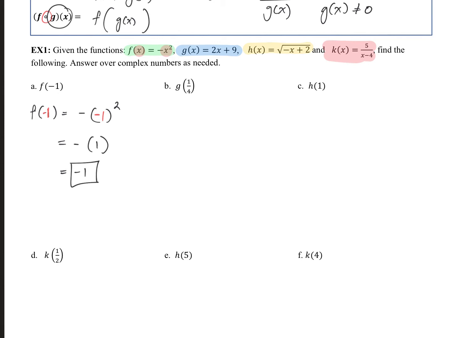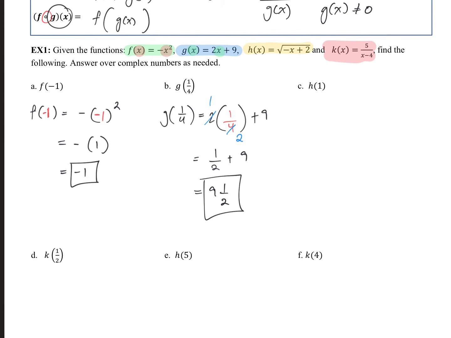Next one we have is g of 1/4. So g of a fourth, wherever we see x, we're going to replace it with a fourth. So in g, x is right there next to the 2. So this will be 2 times that fourth plus 9. So when we see that, we can go ahead and simplify. That'll be a 2. And then we have 1/2 plus 9, which is just going to be 9 1/2. I don't really care too much if you answer as a mixed number or as an improper fraction or a decimal. Unless otherwise stated, as long as it's simplified, I'm good with that.